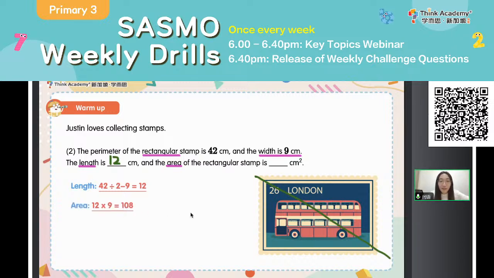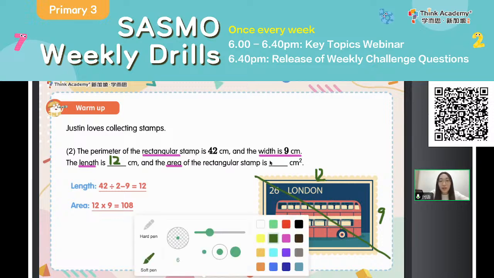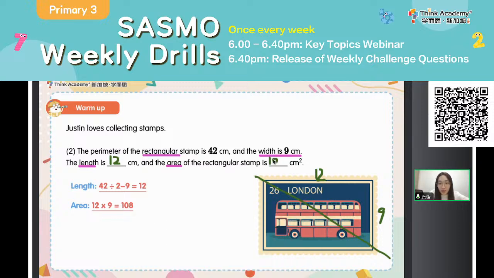That is 12 times 9, right? Okay, you can just label here 12 and 9. So how can we get the area? You just multiply them together. 12 times 9, that is 108. Okay, so for the second blank, that is 108. Please check your workings. It is not 38.